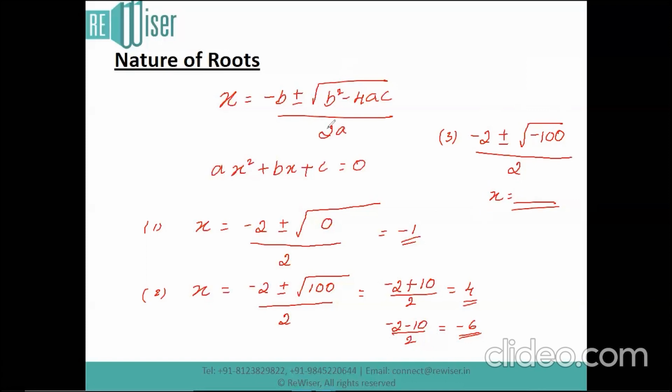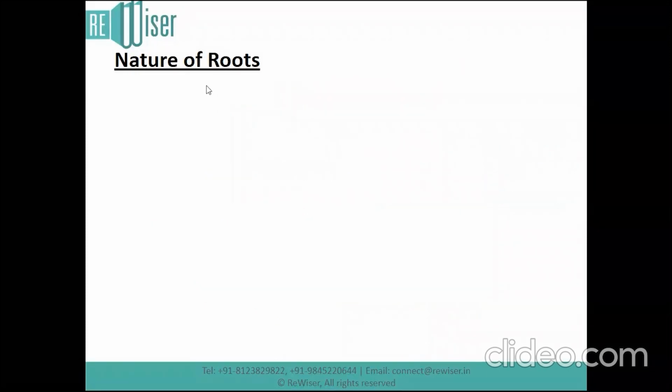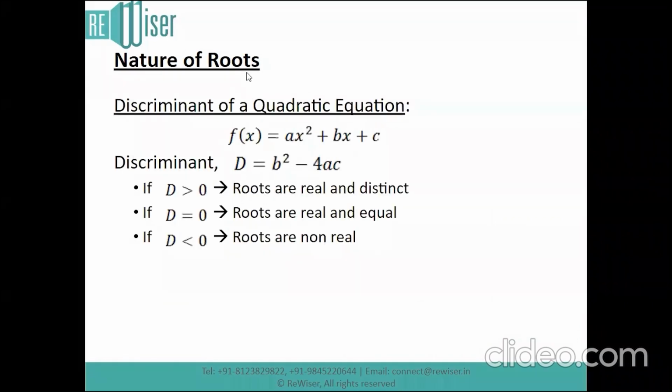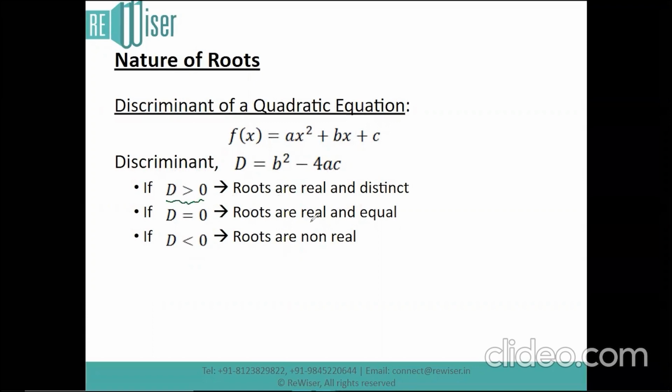So all these cases, whether I have only one root, or two roots, or no roots, depend on something inside the square root, which is nothing but b square minus 4ac. And this b square minus 4ac is what is known as the discriminant of your equation. So the nature of roots depends on the discriminant of the equation, which is b square minus 4ac, as we saw.